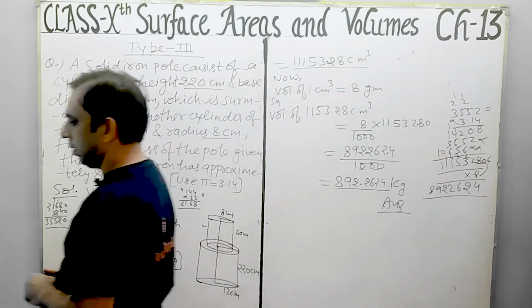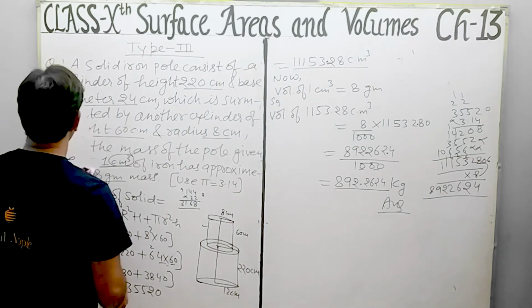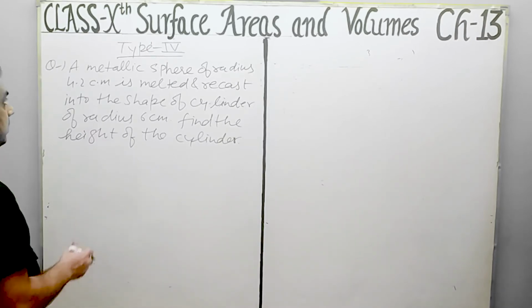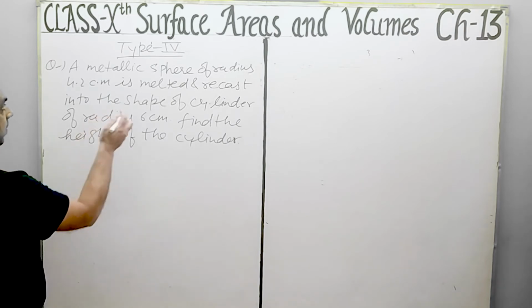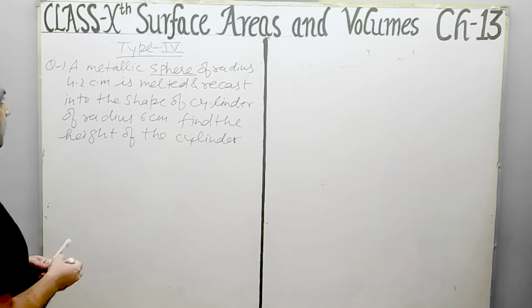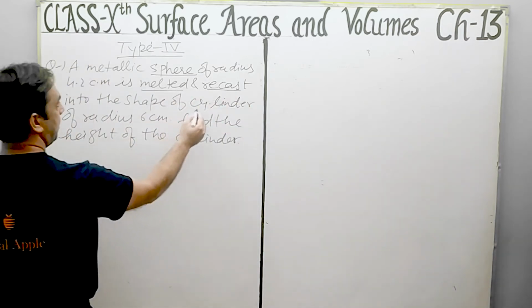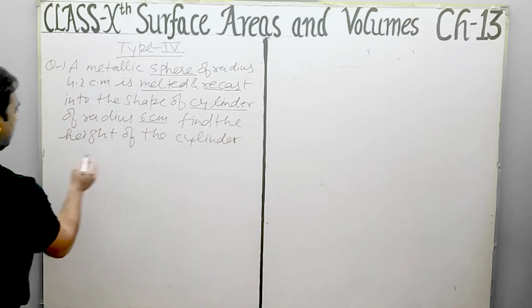Now we will come to the next question. It is of the next type of question. In this question, you can see a metallic sphere. A metallic sphere of radius 4.2 cm is melted and recast into the shape of a cylinder of radius 6 cm. Then find the height of the cylinder.